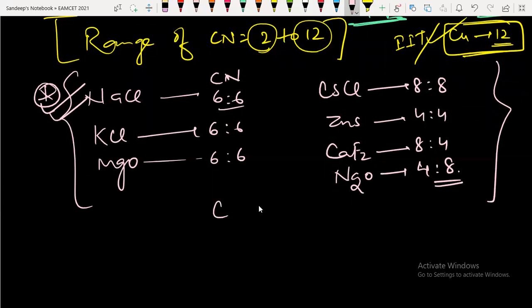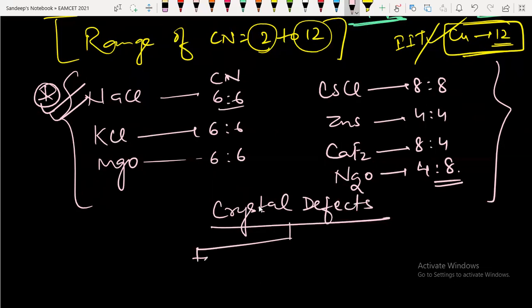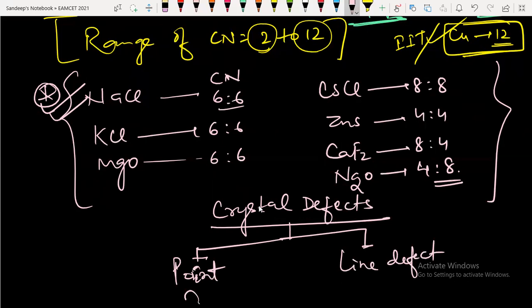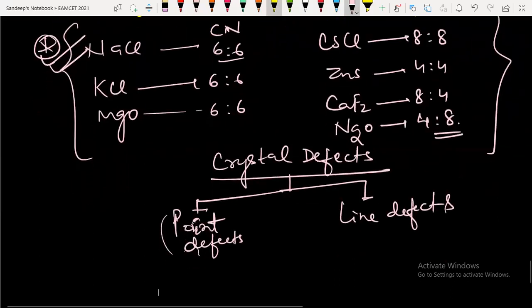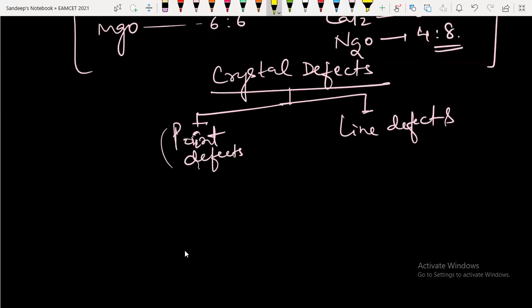Let me discuss some crystal defects. Crystal defects are irregularities in the arrangement of crystals. There are 2 types of crystal defects. One is called the point defect. Another is called the line defect. We don't have to read line defect, so we will focus our attention on point defects.